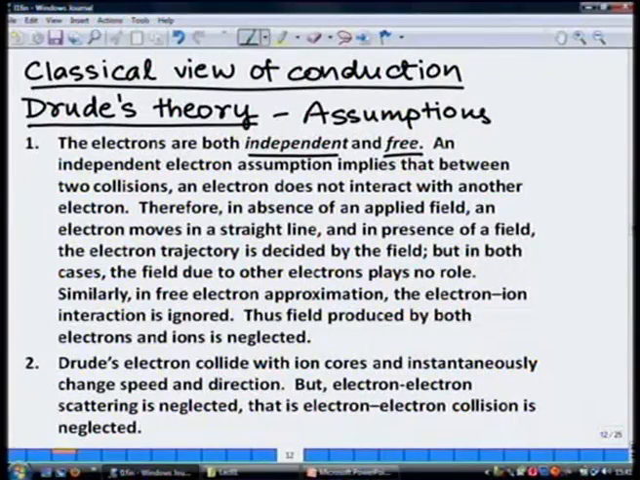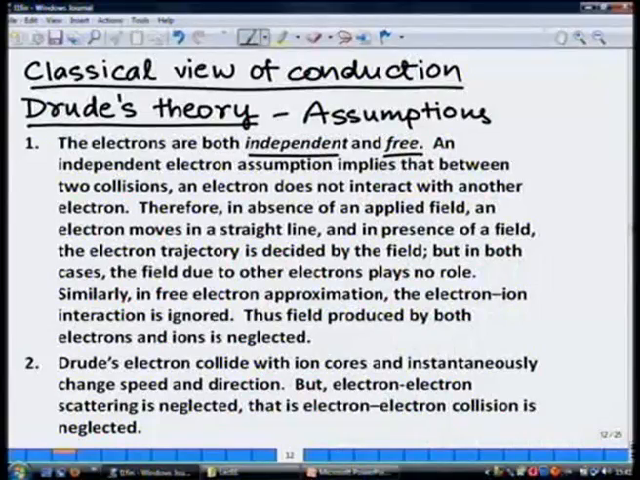The independent electron assumption implies that between two collisions, that means an electron comes and collides with one ion, emerges out of it, and then collides with another ion, between these two collisions an electron does not interact with another electron. Independent electron means that there is no electron interaction. Therefore, in absence of an applied field, an electron moves in a straight line, and in presence of a field, the electron trajectory is decided by the field. But in both cases, the field due to other electrons plays no role. So, understand this, that the electron comes out of this collision and it is going to collide again with another ion.